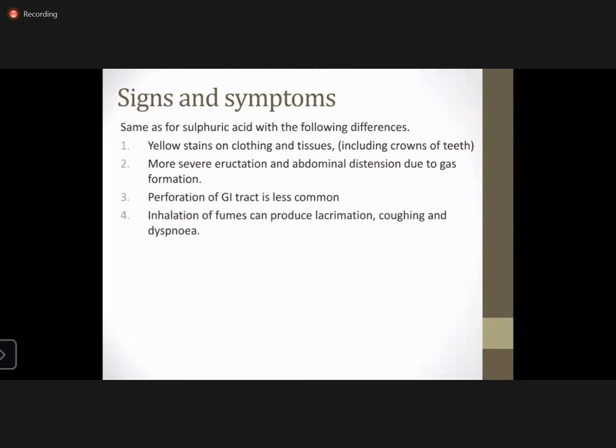Now, perforation occurs, but it is less common than with sulfuric acid. Here, there is more irritation and distension as compared to sulfuric acid, and a lot of gas formation.